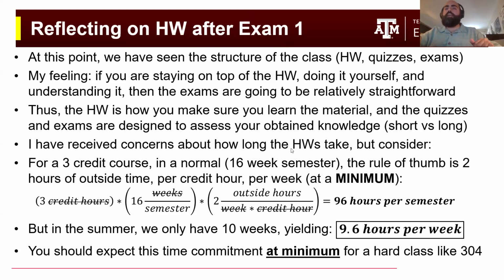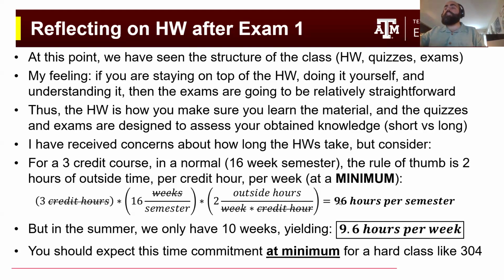I went back and did the math, and I wanted to show you this math so you can appreciate it. If you have a 3 credit hour course, like this one, normally a semester is 16 weeks. The rule of thumb for a 16-week semester is that you spend 2 hours of outside class time for every 1 credit hour per week. So in a normal semester, you would spend about 6 hours per week outside of class on each 3 credit hour class.